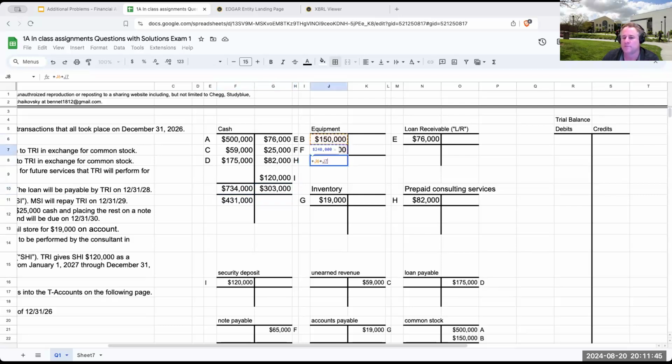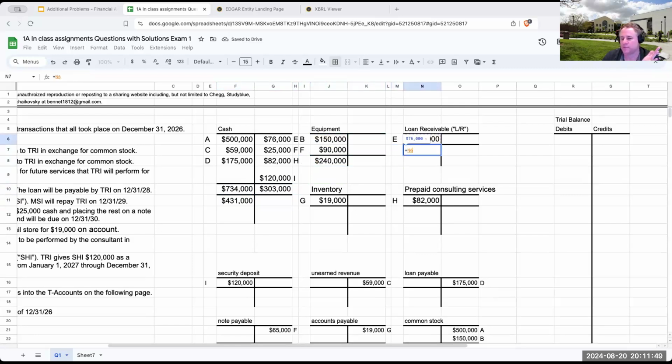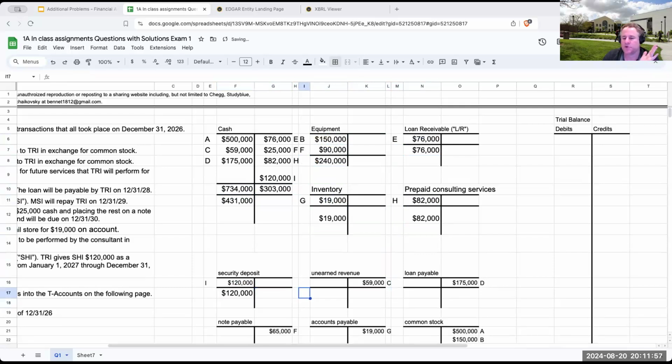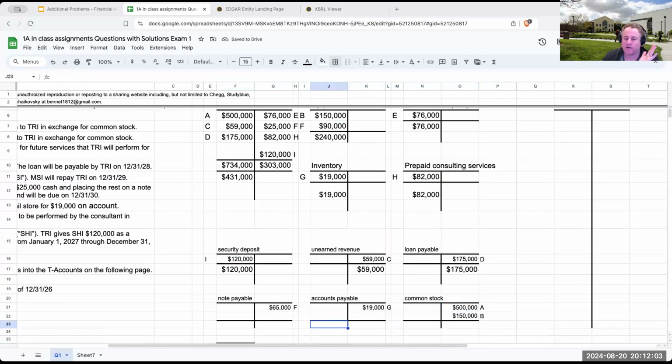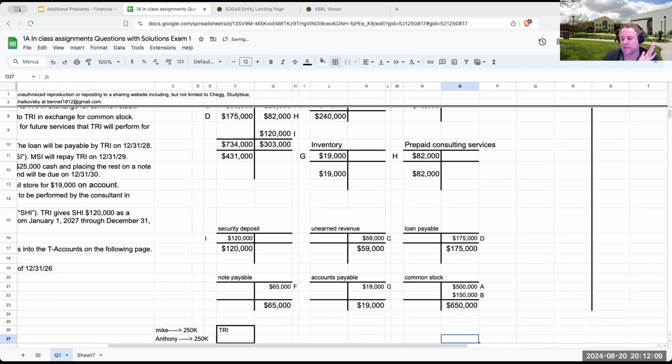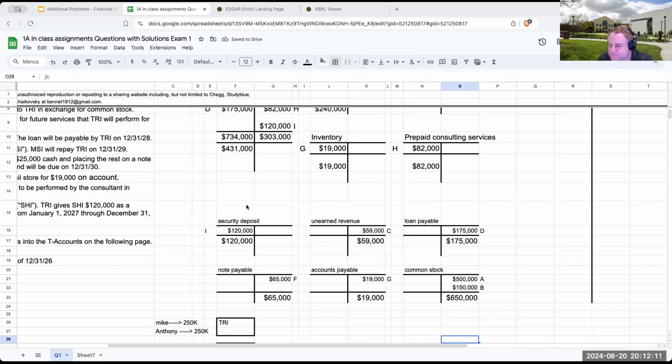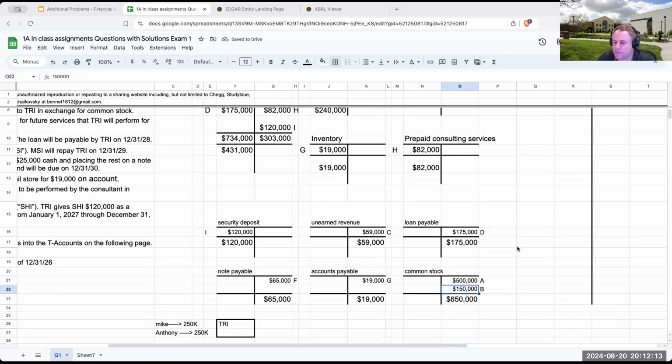For equipment, over here, 150 plus 90 is 240. Loan receivable, only one balance, 76. Prepaid consulting, 82. Security deposit, 120. Unearned revenue, 59 credit. Loan payable, 175 credit. Note payable, 65 credit. Accounts payable, 19 credit. And then common stock, 650 credit. Just adding these two up.